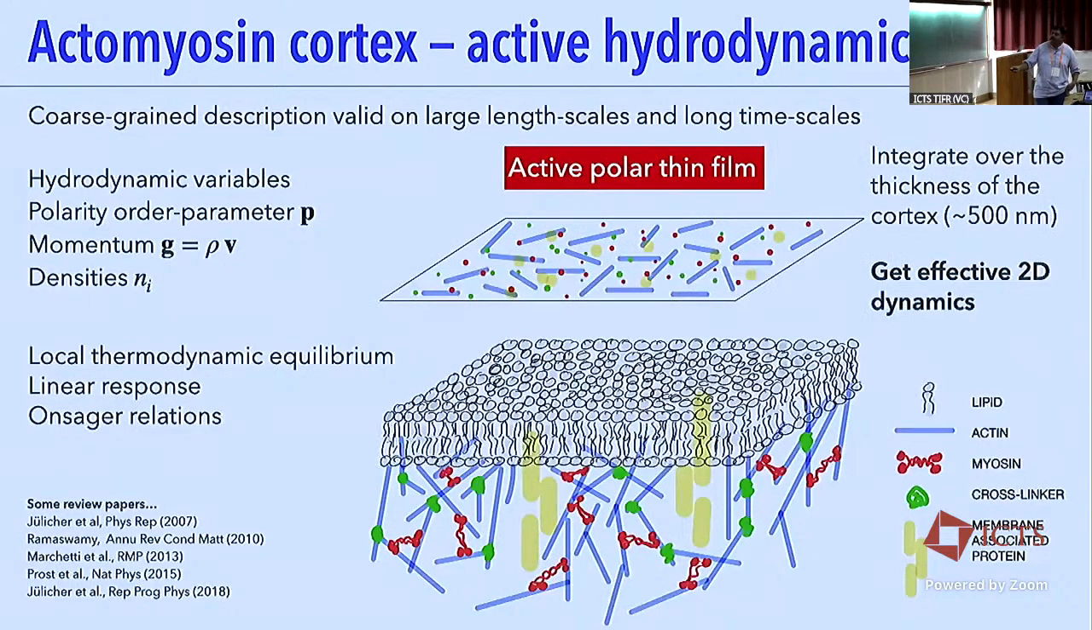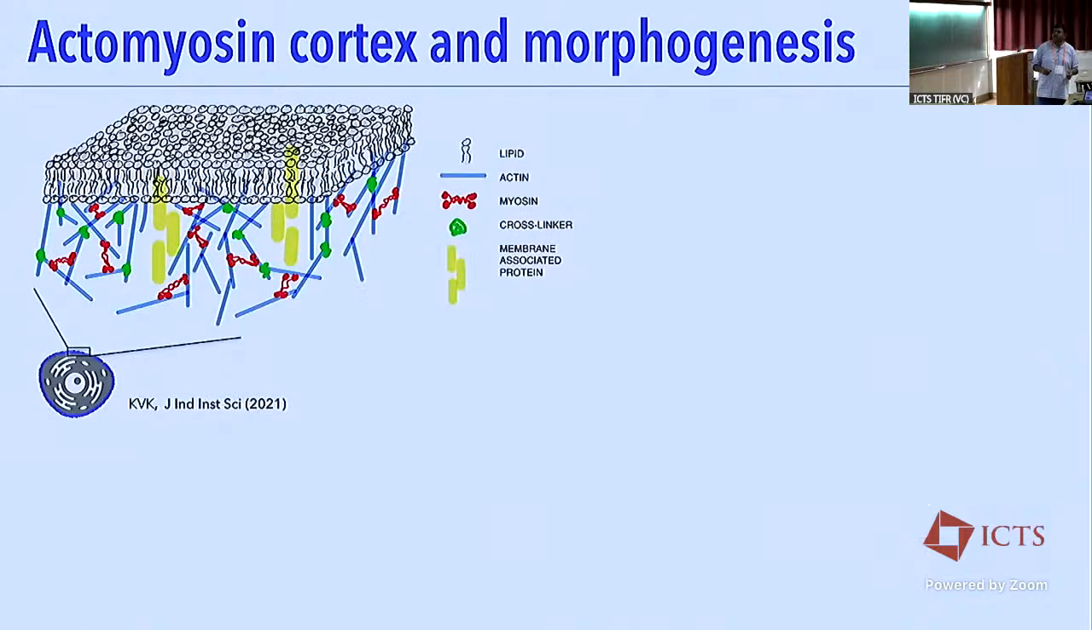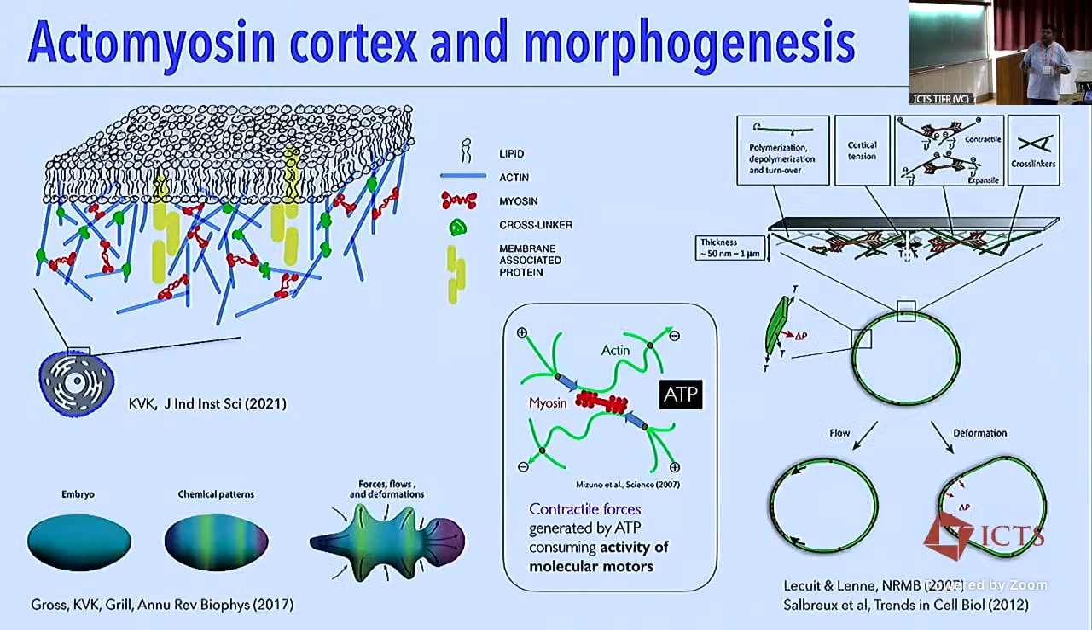So for the cortex, like I said, this is a meshwork. This is about 0.5 micron thick beneath the plasma membrane. So on scales of the whole cell, 10 to 20 microns in size, this is almost a 2D film. So what you can do is get the effective dynamics of the cortex by integrating out over the thickness direction and get effective two-dimensional dynamics for the active polar thin film. The cortex is to a very good extent an active polar thin film. Okay, so that's what makes the cortex an active material. People have speculated over a very long time that the cortex is actually responsible for many morphogenetic events, from cell division all the way up to sculpting organisms.